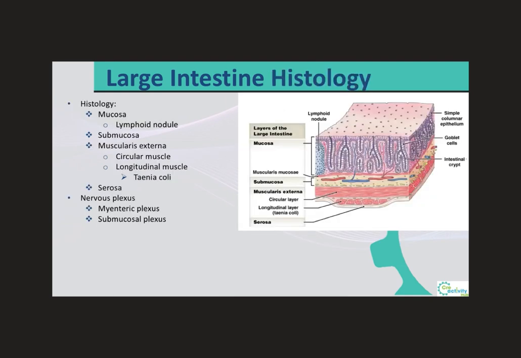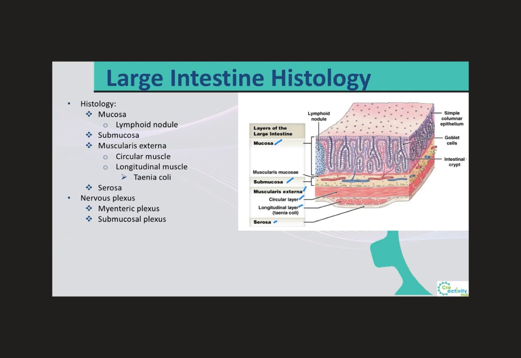With regards to the histology, we can see that the large intestine wall will have all the 4 layers that most of the other parts of the digestive tract present with. So it will have the mucosa, the submucosa, the muscularis externa with the circular muscle layer and the longitudinal muscle layer, and the serosa. But they will have some notable differences between the walls of the small and large intestines.